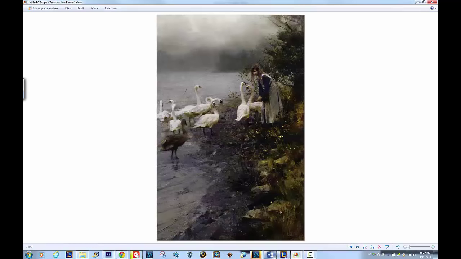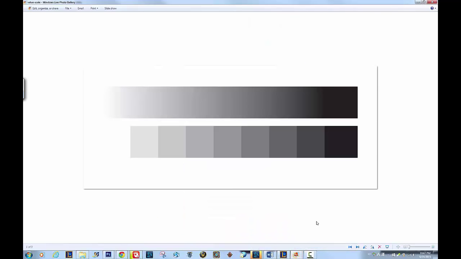Then to talk about values, I'll quickly explain what the 9 value scale is and how you can organize your values in high key paintings and low key paintings. I probably won't get to that too much, maybe I'll save that until we actually get into paintings. But it's always good to know how you can organize your painting in this 9 value system.